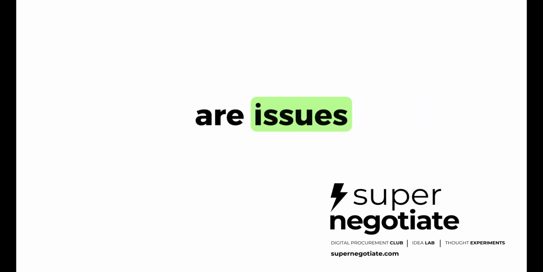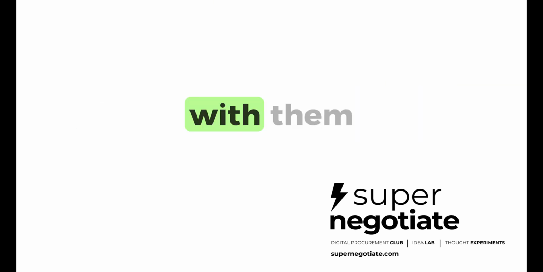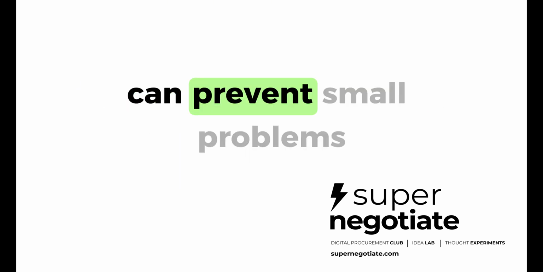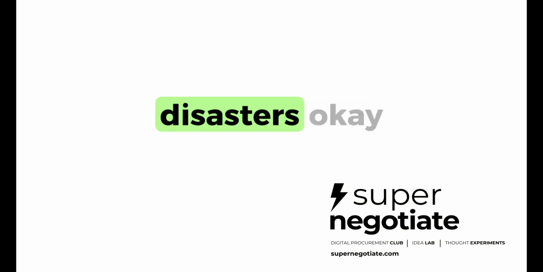Right. And if there are issues? You've got to have a clear process for dealing with them, like talking to the supplier. Open communication is huge. It can prevent small problems from becoming big disasters.